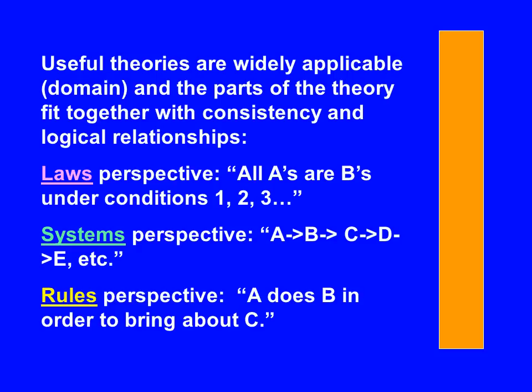The systems perspective says that A affects B, B affects C, C affects D, D affects E, and so on, and ultimately E affects A. So all the parts are interrelated. They affect one another. A change in one part produces a change in another part.